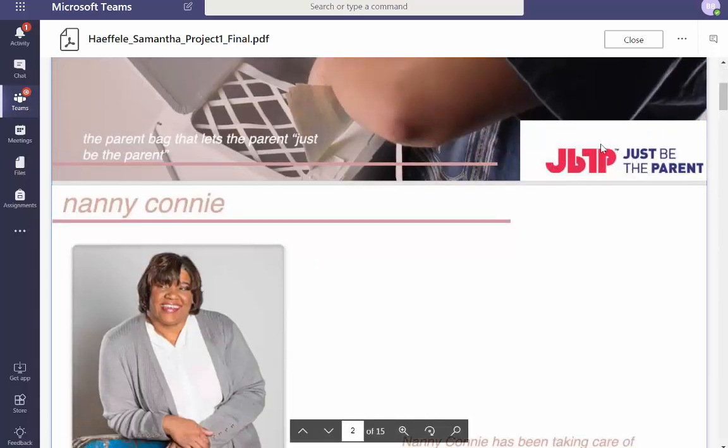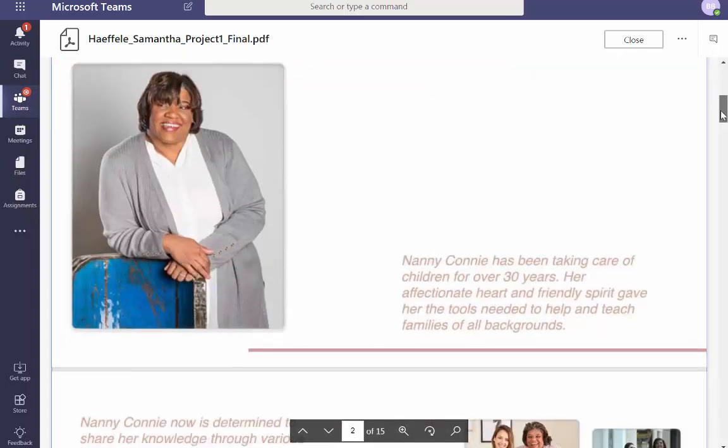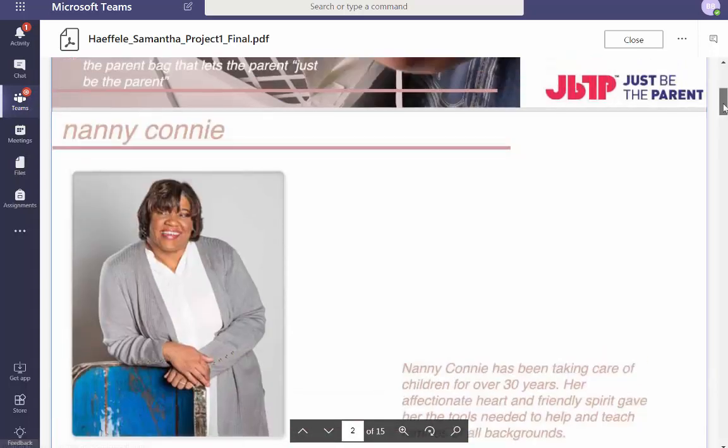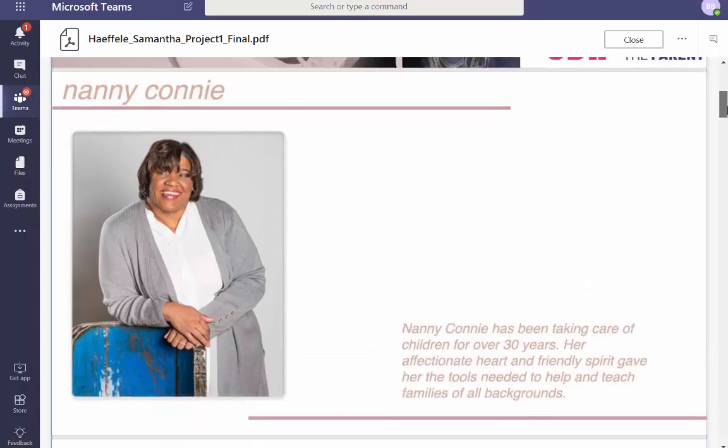This is an example of pixelation. That shouldn't look like the way it is. So either A, find a better one, or B, vector it yourself. That way it doesn't look lazy. Same thing with Nanny Connie. It's a bit pixelated. And there's got to be a better way to talk about Nanny Connie.